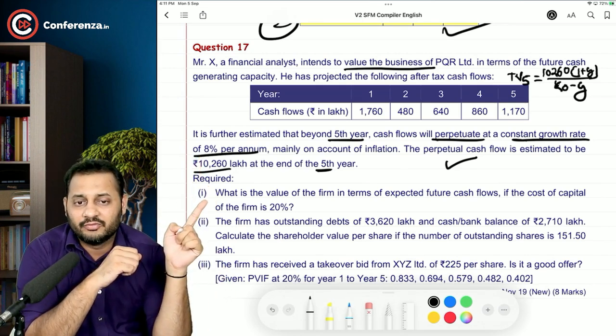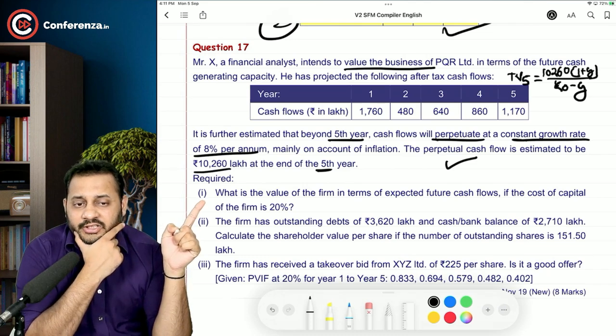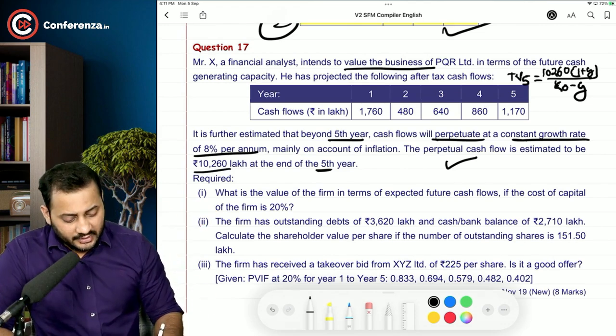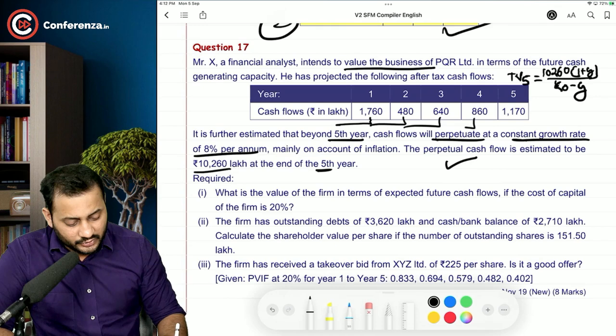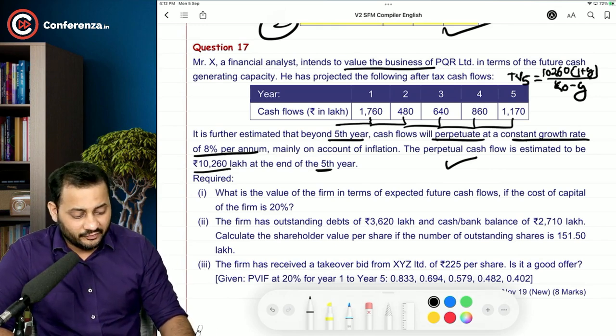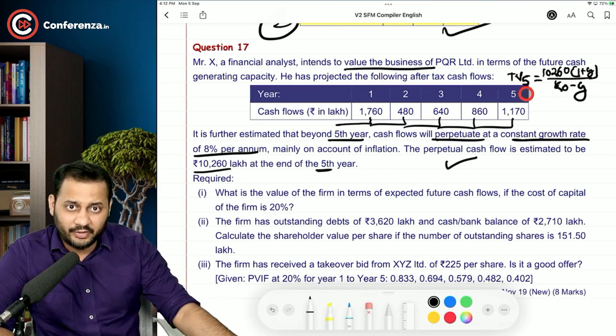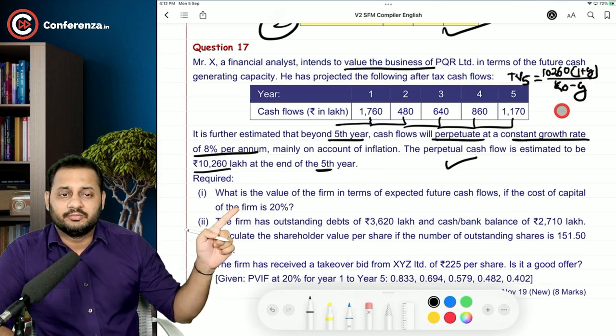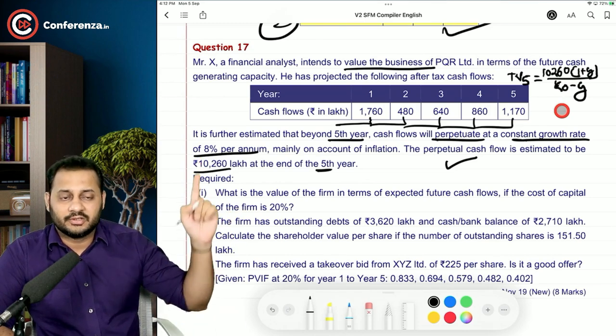Required: what is the value of the firm in terms of expected future cash flows if the cost of capital of the firm is 20%? How are you going to calculate? It's very simple, sir. Discount all these cash flows with 20% rate, present value factor, and then at the end of year 5, just at this point, calculate the terminal value using this formula, 10,260 into 1 plus growth divided by 20% overall cost of the firm minus growth of 8%.